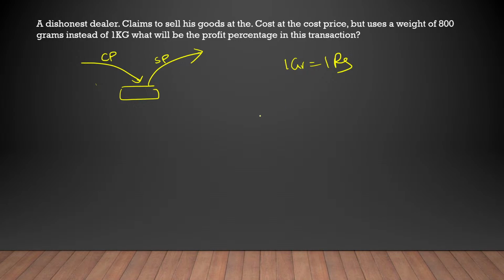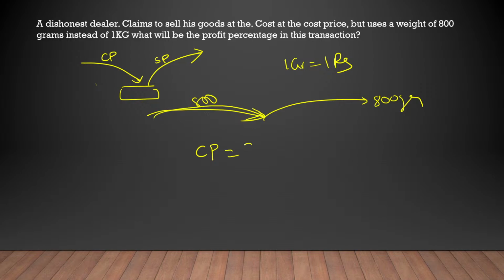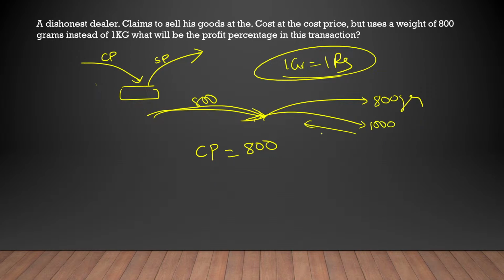Now see, I am giving the customer only 800 grams. That means I just need to buy that 800 grams. How much money do I need to spend to buy these 800 grams? I am going to spend 800 rupees, because 1 gram equals 1 rupee. But the customer is going to think these 800 grams are 1000 grams and he is going to pay me 1000 rupees. That means by selling the same 800 grams, I can make 1000 rupees. So I am spending 800 rupees on 800 grams, but I am getting back 1000 rupees on the same 800 grams. So my CP is going to be 800, but my SP is going to be 1000.